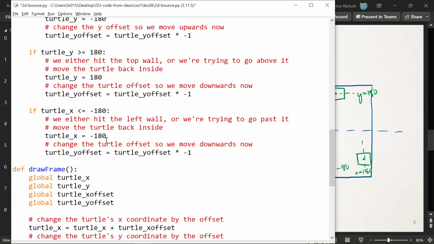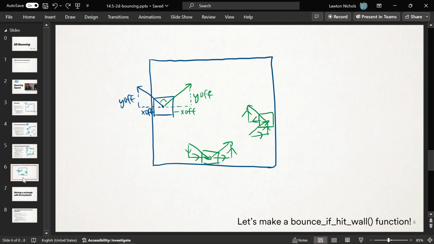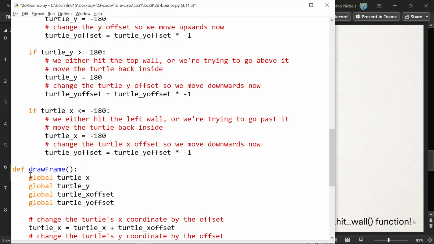move it back to exactly negative 180 if it was any less than that, and then this was the y offset again. Now it's the x offset that we changed because we were moving. The reason we hit this wall is because we were moving left and up, for example. Now we want to move right and up. So keep the same y offset, the x offset gets negated, okay? So change the x offset so that we move to the right now. So that's for the x.